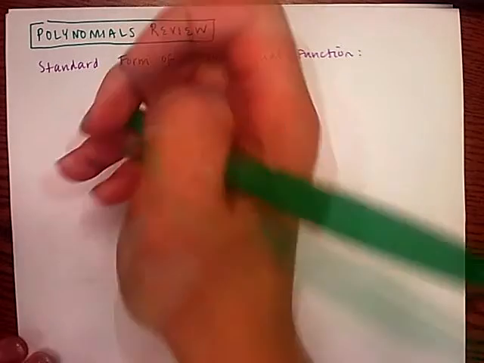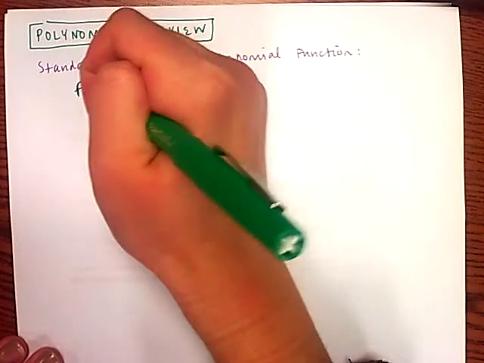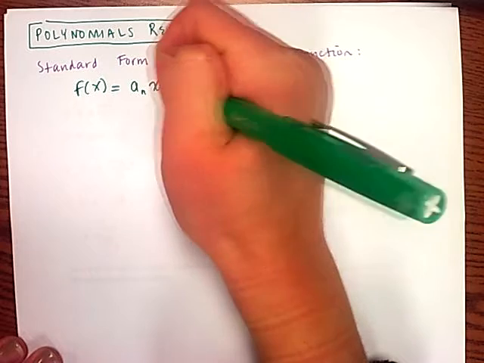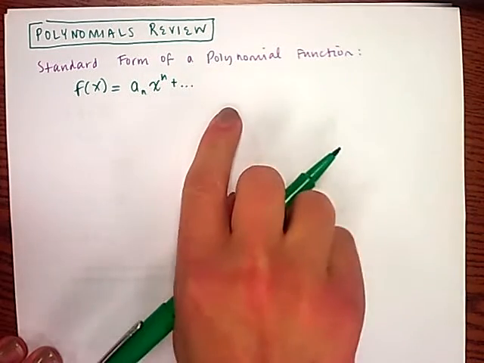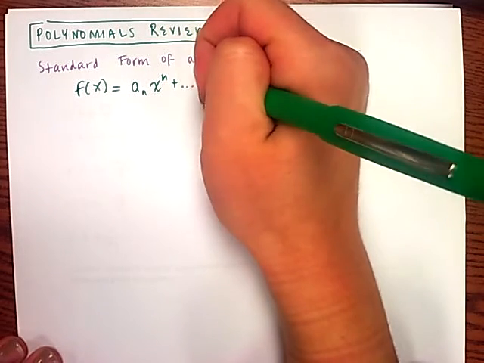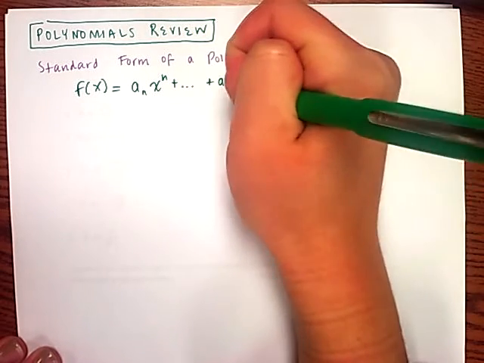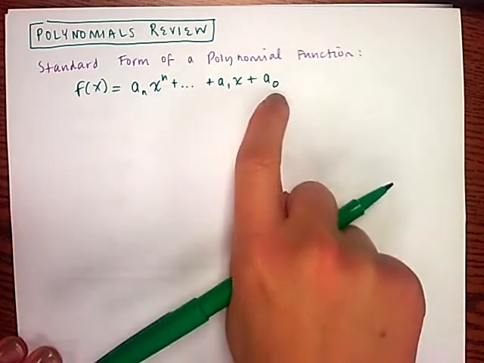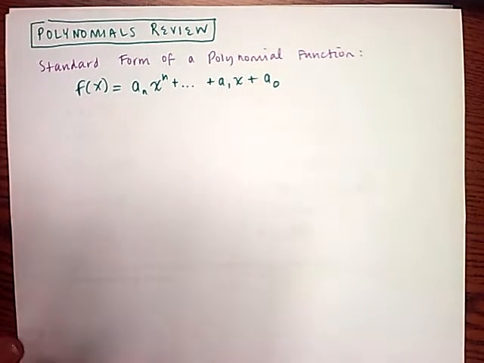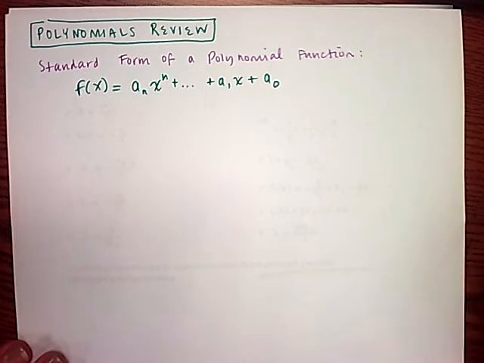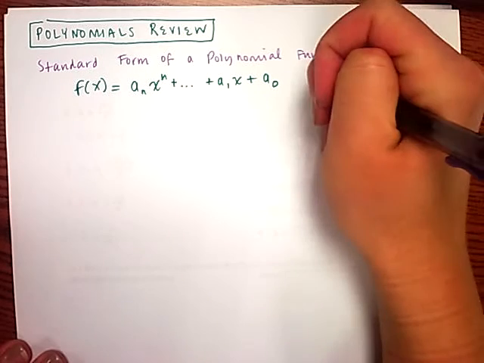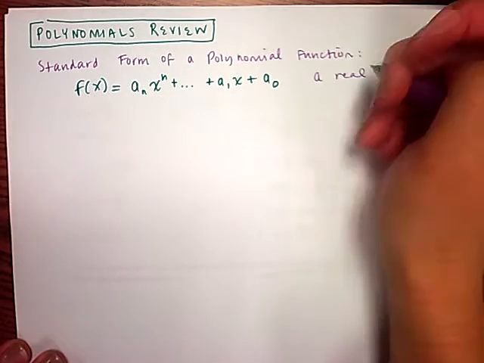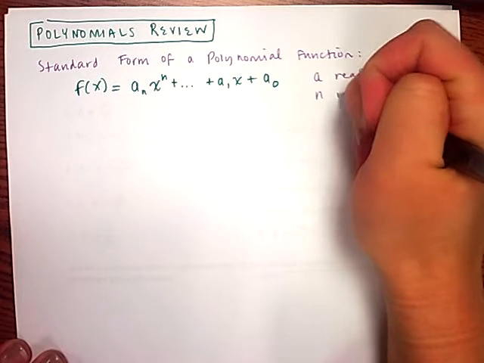Which looks something like f of x equals a sub n times x to the nth, and we have a series of terms that looks like this all the way down to a sub 1 times x plus a sub 0, which is just like our constant term. So in this setup, the coefficients a must be real numbers, and our exponents are all going to be integers.